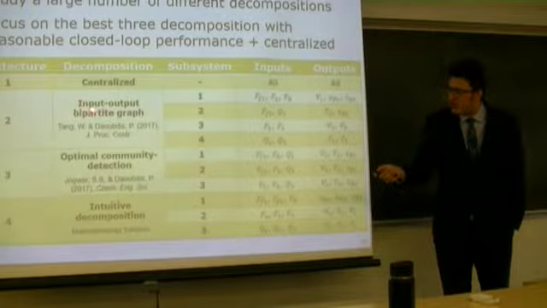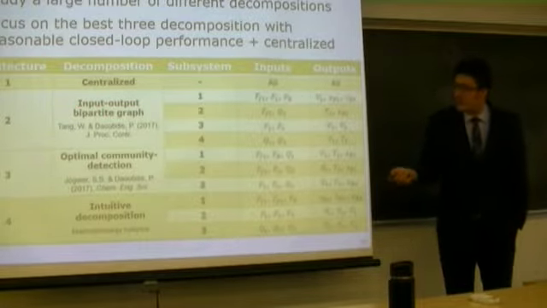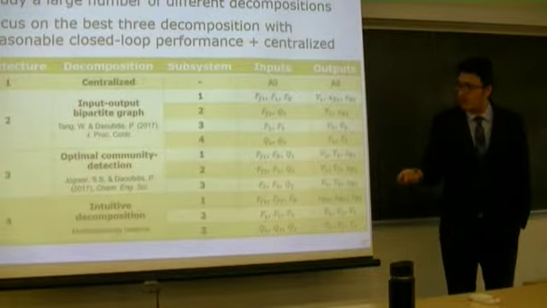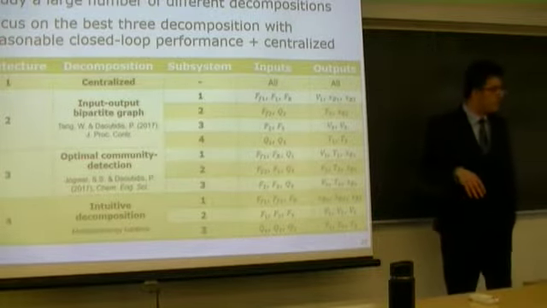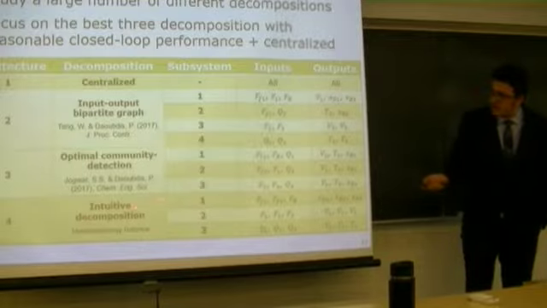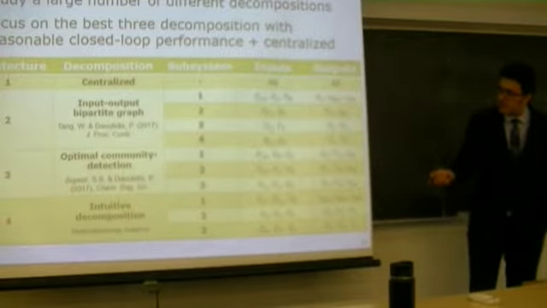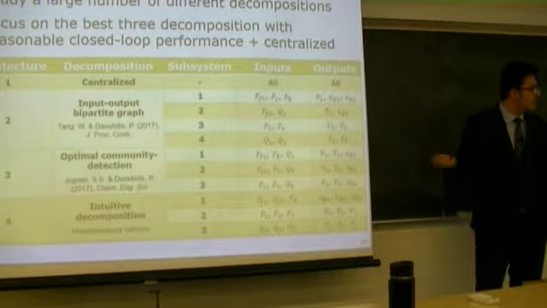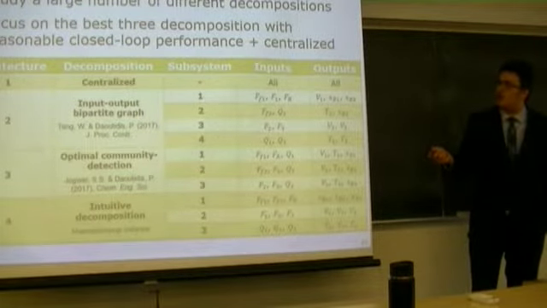The first decomposition method was the input-output bipartite graph, which was developed in our group. The second one is the optimal communication, which is also a result of our group. And the last one just chooses the intuitive decomposition based on material and energy balance, to compare the closed-loop performance of those decompositions.